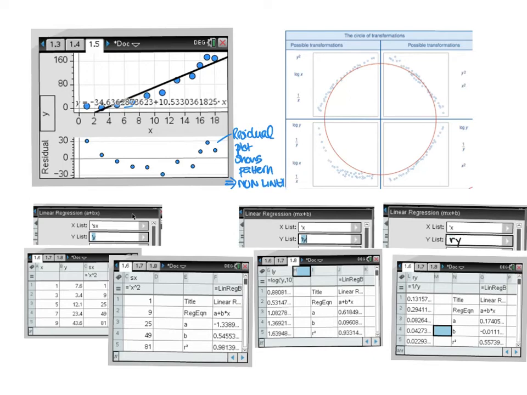If I have to do a transformation, I look at the original scatter plot. It looks like it's this part of my transformation circle. So I could do a log y, a reciprocal of y, remember, or I could do an x squared. We just did the x squared one here and found out its r squared value. So I'm going to try the other ones as well.